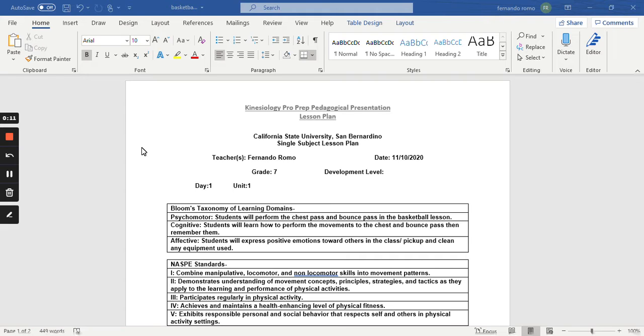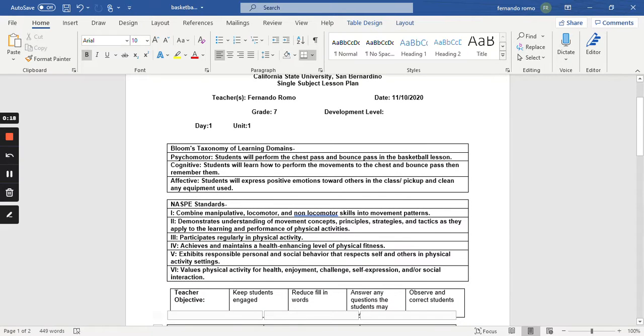Day 1, Unit 1, the Bloom's taxonomy of learning domains. Psychomotor: students will perform the chest pass and bounce pass in the basketball lesson. Cognitive: students will learn how to perform the movements of the chest and bounce pass, then remember them. Affective: students will express positive emotions towards others in the class, and pick up and clean any equipment used.